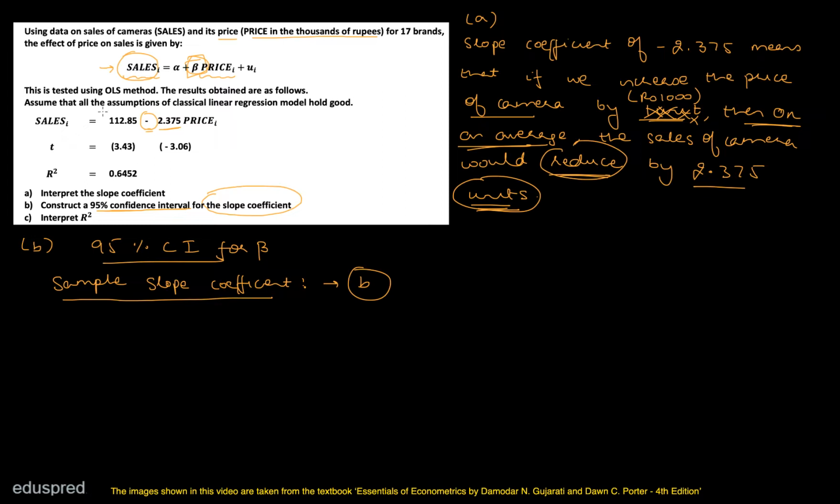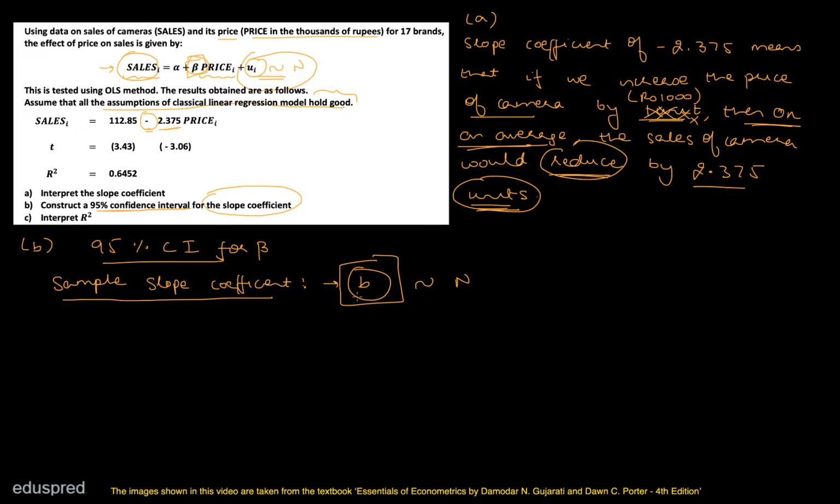Note that it's given to us that all the assumptions of classical linear regression model hold good. And one of the assumptions was that the population error follows a normal distribution. Now, because we have assumed that the population error follows a normal distribution, we can argue that even the estimators are going to follow a normal distribution. That means even this b is going to follow a normal distribution if this assumption is valid, which we are given over here that all the assumptions are valid.